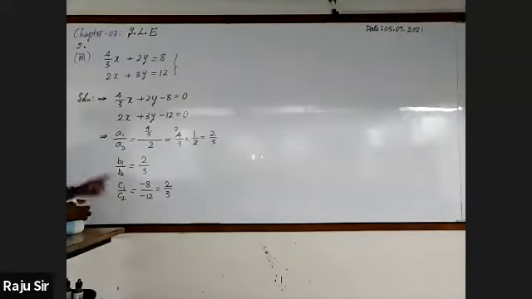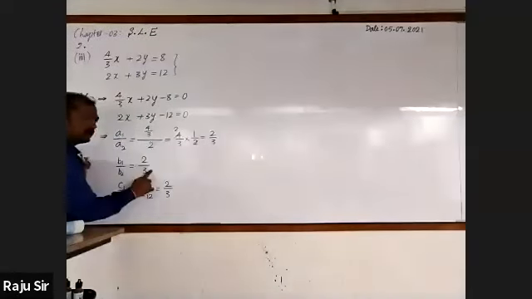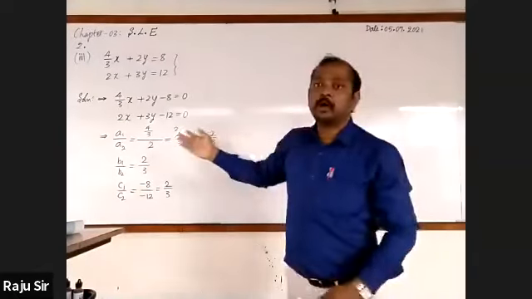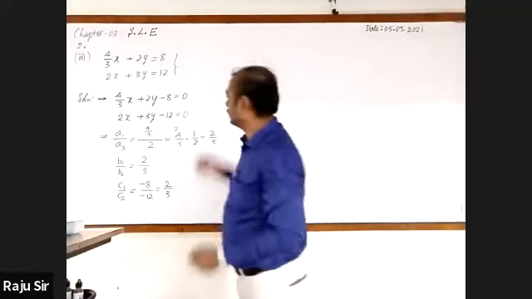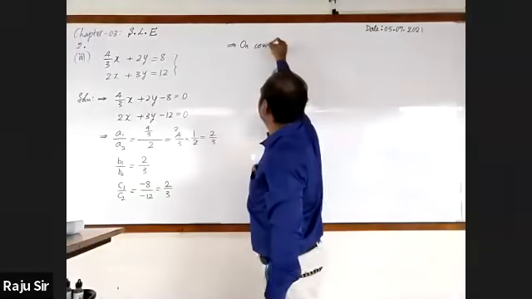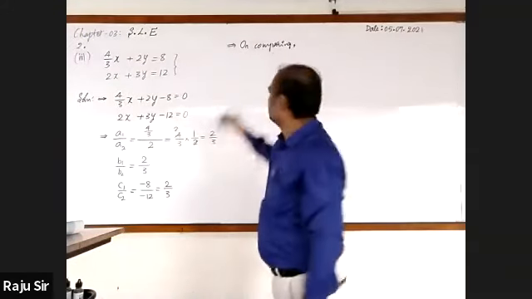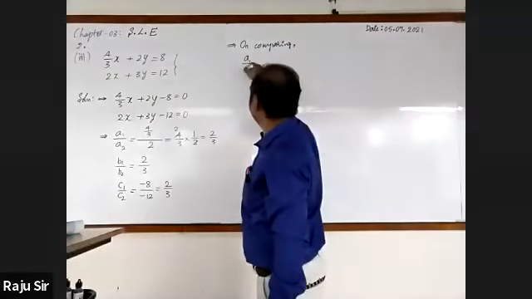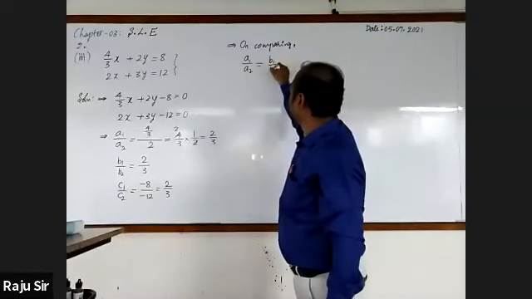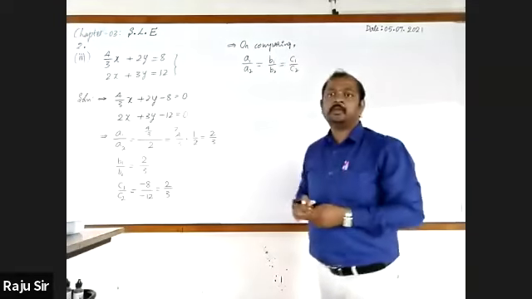Compare all the three ratios. See that the first ratio value is 2 by 3, second one is 2 by 3, third one is also 2 by 3. Therefore, all the three ratios are equal. Just put the imply symbol and write. On comparing, you can write a1 by a2 is equal to b1 by b2, which is equal to c1 by c2.